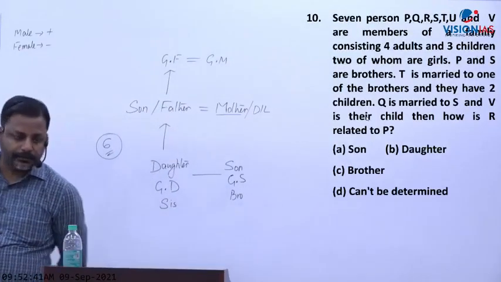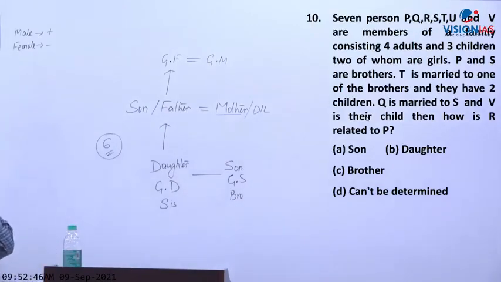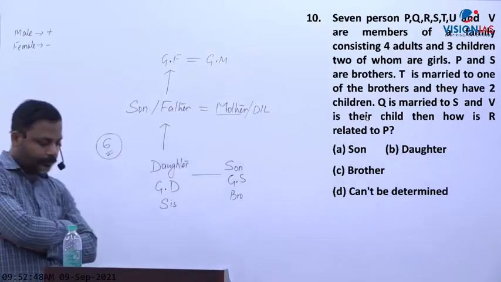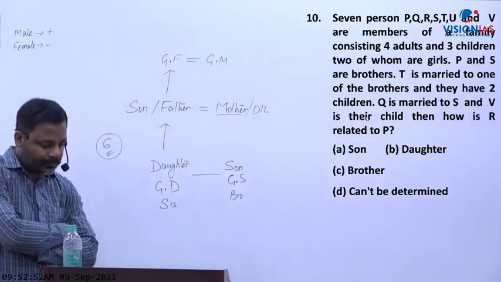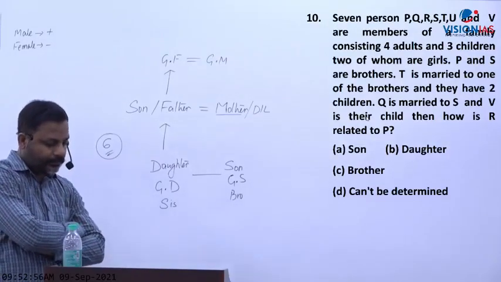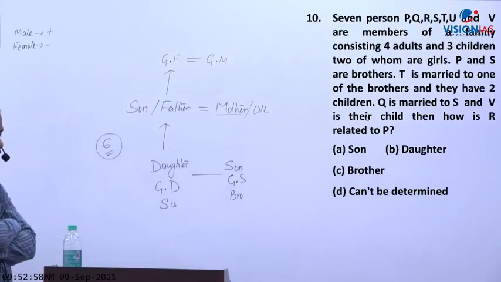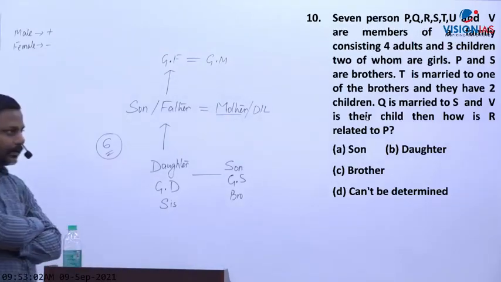7 persons, P, Q, R, S, T, U and V are members of a family consisting of 4 adults and 3 children, 2 of whom are girls. P and S are brothers. T is married to one of the brothers and they have 2 children. Q is married to S and V is their child. Then how is R related to P?